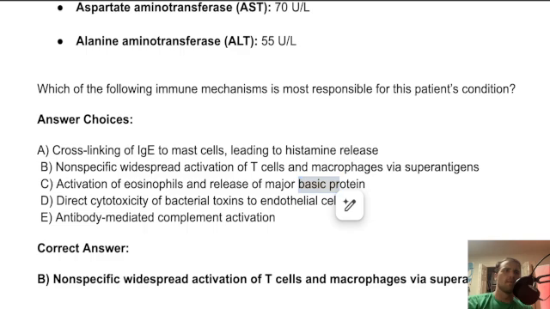Clostridium perfringens alpha toxins, or maybe also Pseudomonas exotoxin A, can disrupt these membranes. But toxic shock is not a cytotoxic process, it's just an excessive immune activation. So direct cytotoxicity of bacterial toxins to endothelial cells is not it. Then antibody-mediated complement activation would be relevant in immune conditions like lupus or post-streptococcal glomerulonephritis. Toxic shock is driven by T cell and macrophage activation, not antibodies. That'd be more like your lupus.